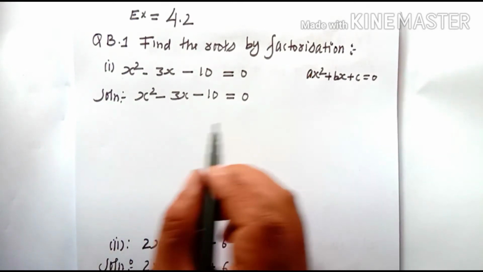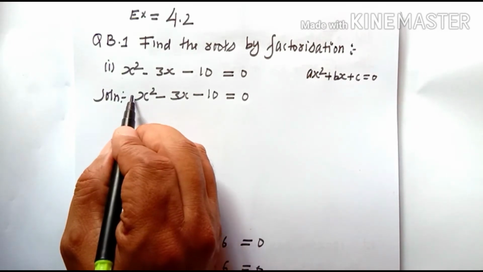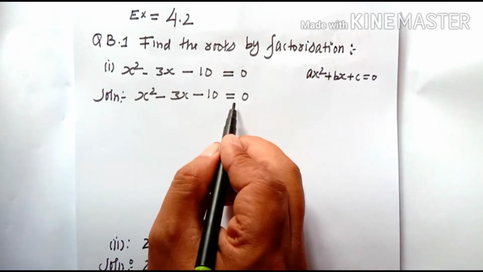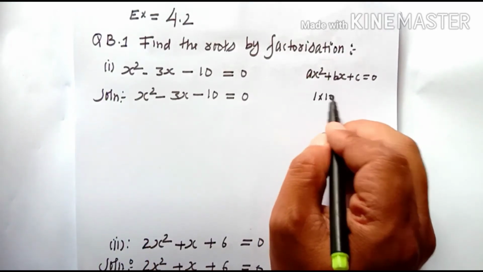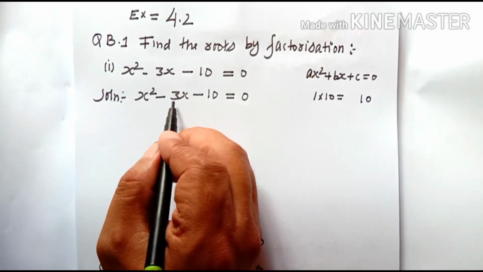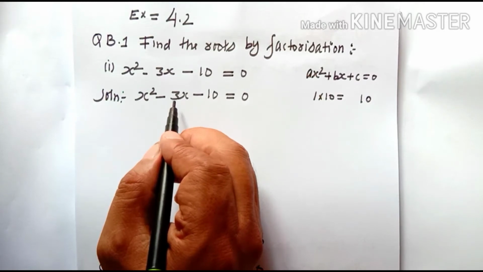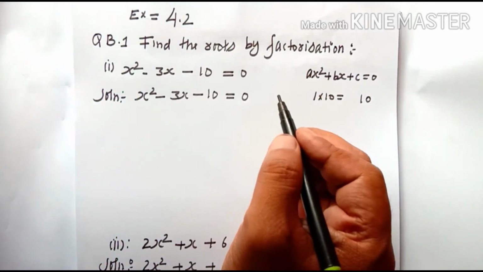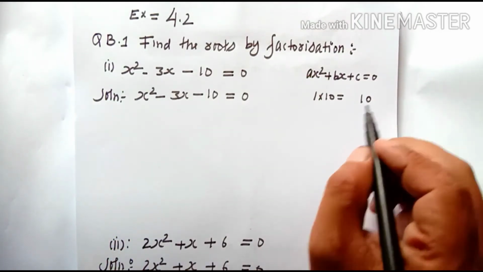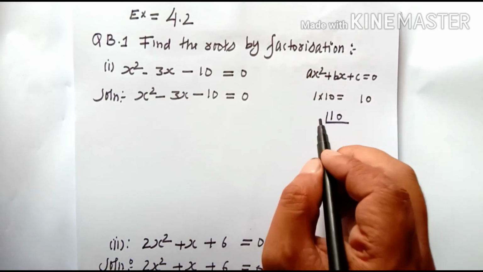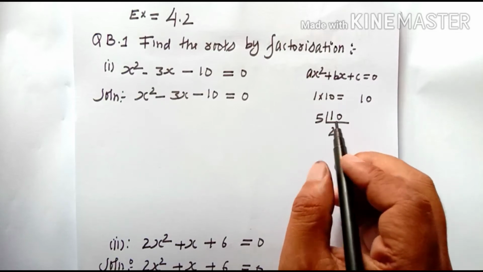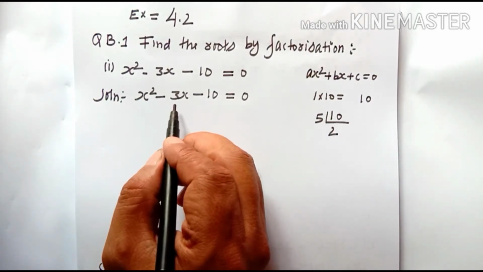The first step is to take the product of the extreme values. So 1 into 10, which equals 10. Now the middle value, which is 3. You have to substitute this 3 by any two factors so that their sum, we need to get 3. So get a factor of 10. 10 is divisible by 5, so 5 into 2.